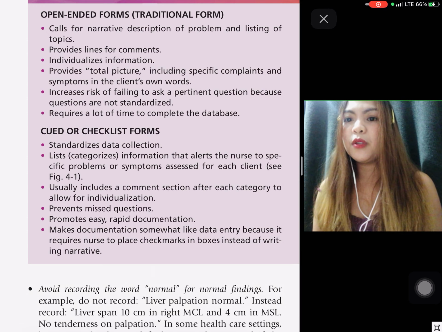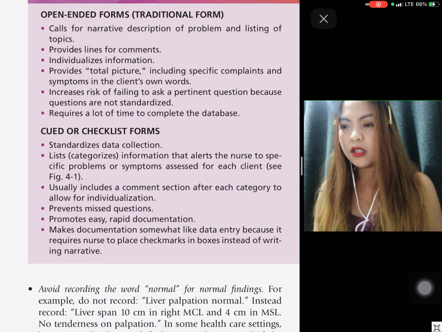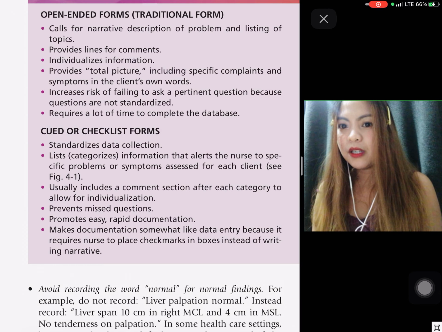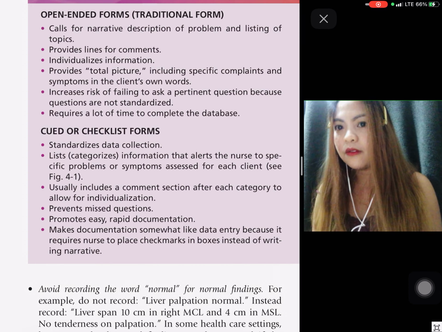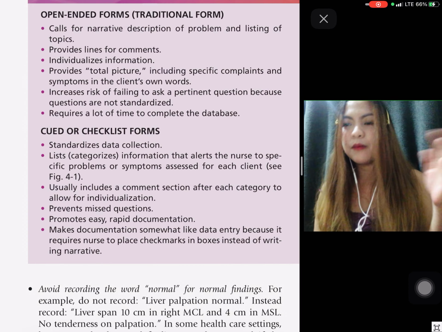So, that's it. There are pros and also cons. Here, it poses a chance that a significant piece of data may be missed. That is its con, because the checklist does not include the area of concern.